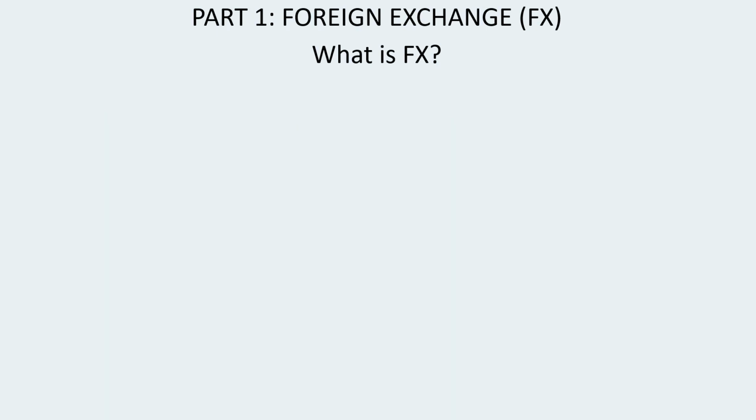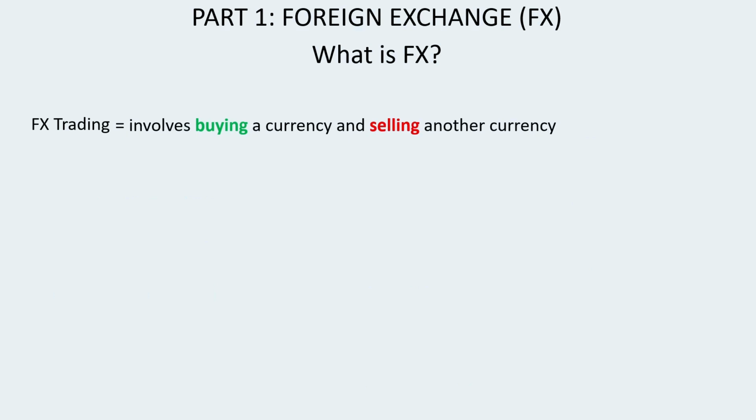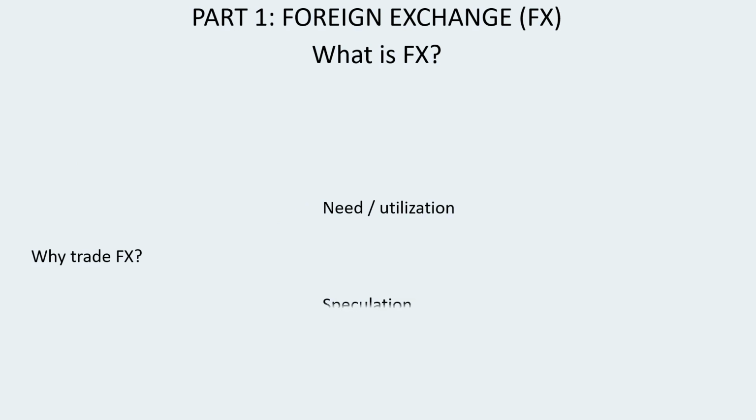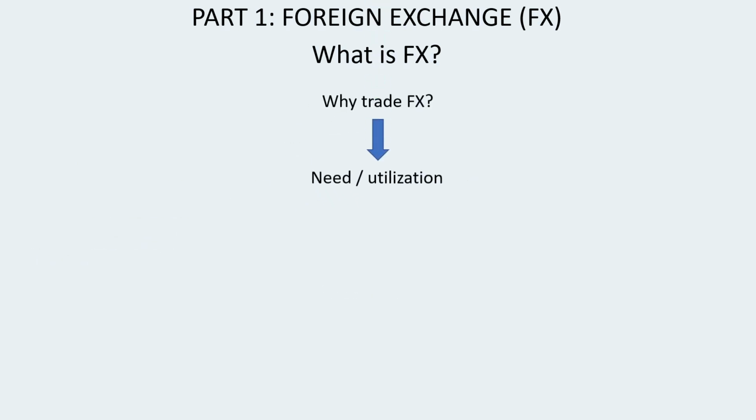In the simplest form, FX is the exchange of currencies, specifically the exchange of foreign currencies, hence foreign exchange. An FX transaction involves buying one currency and in the same transaction, selling another currency. The buying and selling of currencies is called FX trading. There are two major reasons why people trade in the FX market. First would be there is a need for a specific currency. Second, speculation.